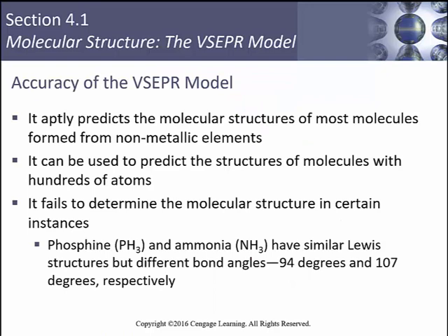The accuracy of the VSEPR model is that it aptly predicts the molecular structures of most molecules formed from non-metallic elements. It can be used to predict structures of molecules with hundreds of atoms, so you can carry that on from one atomic center to 2 atomic centers, and you can just keep going. However, it does fail to determine the molecular structure in certain instances. For example, phosphine, PH3, and ammonia have similar Lewis structures, but very different bond angles, 94 degrees versus 107 degrees.